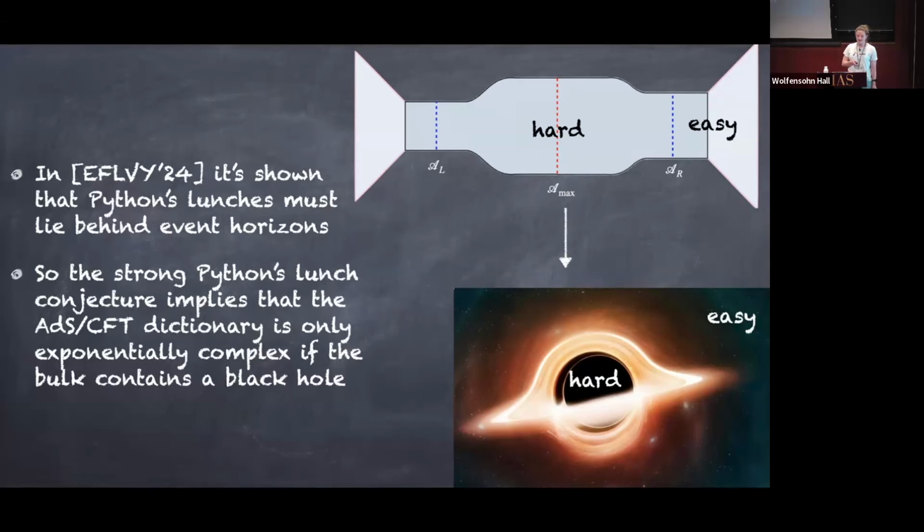Oh yeah, so the strong Python's lunch conjecture says that the only source for exponential complexity in the AdS/CFT dictionary is a Python's lunch geometry. So the only time you should ever have an exponentially complex dictionary is when you're in this region, in the bulge of a Python's lunch. For all other geometries, the map should be efficient. And then pairing this with this result suggests that the only source of complexity comes from black holes. In the AdS part.